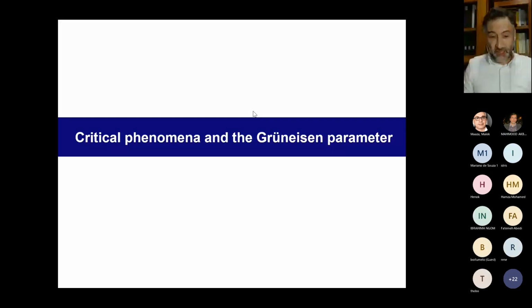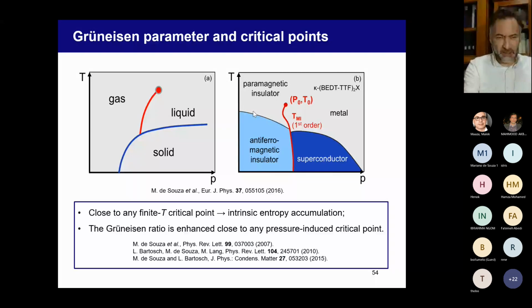Now I will give you some flavor about critical phenomena and the so-called Grüneisen parameter. This I mentioned before, namely these two phase diagrams: temperature versus pressure. It's quite well known from classical textbooks. Now I'm going to focus on the finite temperature critical endpoint. You see that the phase diagram of water is somehow similar to the phase diagram of the molecular conductors we are interested in.